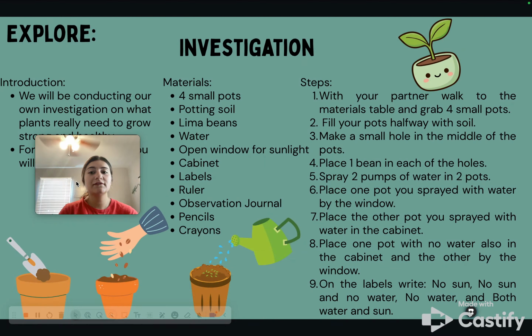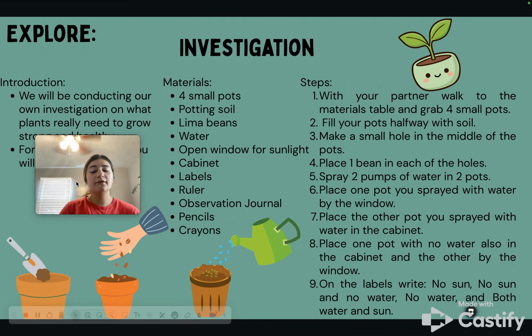Now, you're going to make a small hole in the middle of each of your pots. Now you're going to place 1 bean in each of those holes. When you're done, make sure you cover your beans. You're going to spray 2 pumps of water in only 2 of the pots. So you have 4 pots that have soil with beans, but you're only going to spray 2 of the pots with water. Once you're done with that, you're going to place 1 pot you sprayed with water by the window.